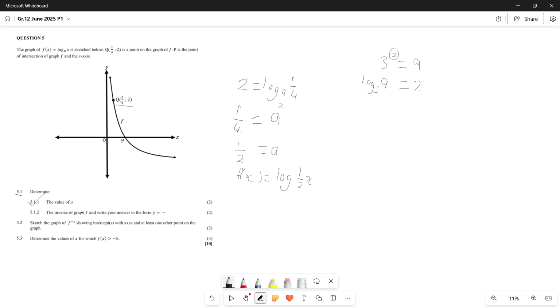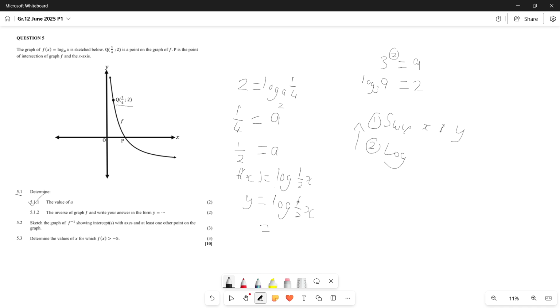So now they want the inverse of graph f, and to write your answer in the form y equals. At this stage, we need to unwrap our log and then swap our x and y. Because there are 2 steps when we're working forward: we swap our x and y, and then do the log. So now we're just working backwards. We have to do the log first, get the log away, and then swap our x and y so that we get y as the subject of the formula.